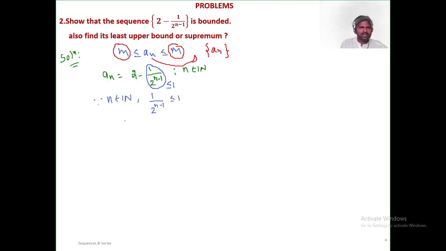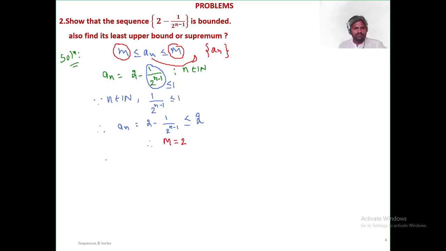Once it is less than or equal to 1, therefore an, which is 2 minus 1 upon 2 raised n minus 1, is always less than or equal to what? I can write 2. So whatever the term you take here for n value, each and every term is less than or equal to 2. So therefore indirectly I found the upper bound. Indirectly capital M is 2 here. So such a number capital M exists here. So M is 2. Upper bound exists, right?